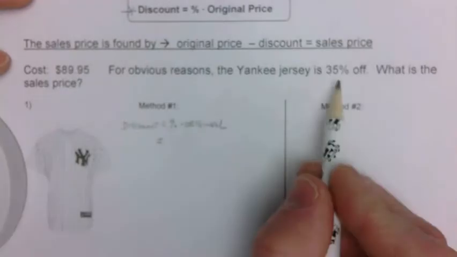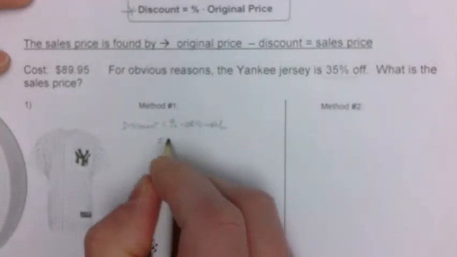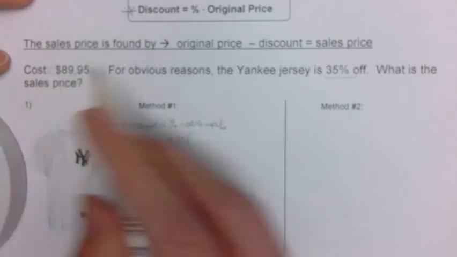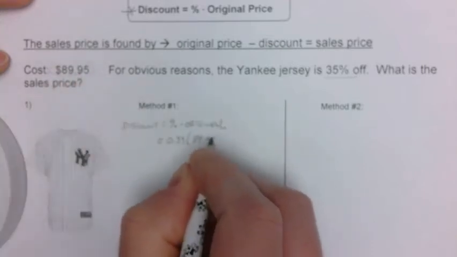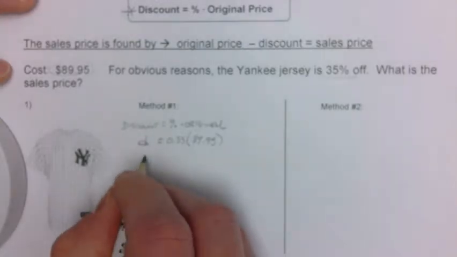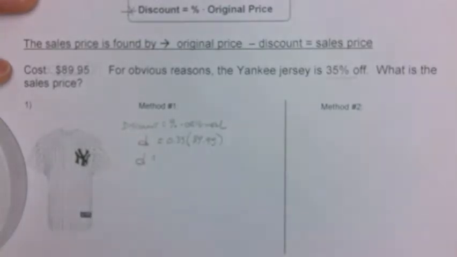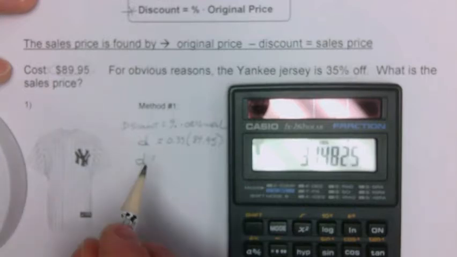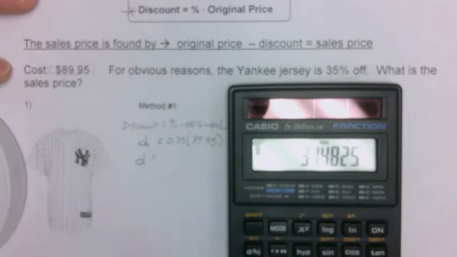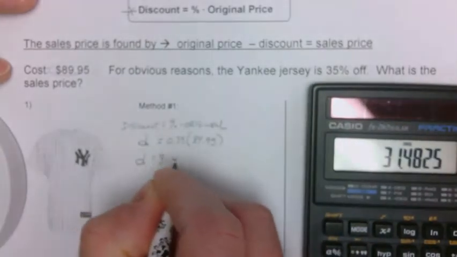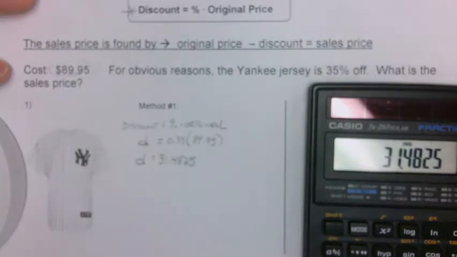Well, we know the rate of discount right here. It's 35% off. In decimal form, that's 35 hundredths. And we know the original price right here is $89.95. And we're going to calculate the discount, so I'll use the variable D. To get the answer, all I have to do is multiply 35 hundredths by 89 and 95 hundredths. And when I do that, I get the answer 31 and 4,825 ten thousandths. So let me write that in. 31 and 4,825 ten thousandths.